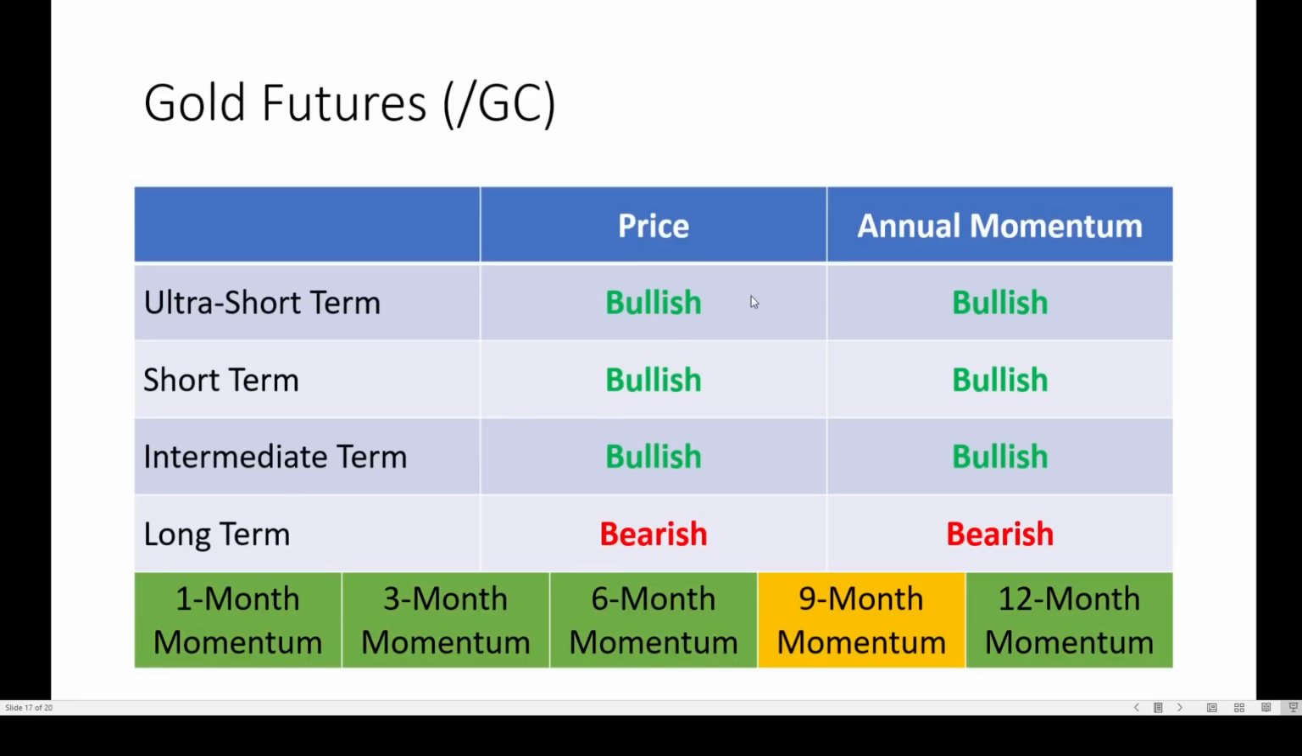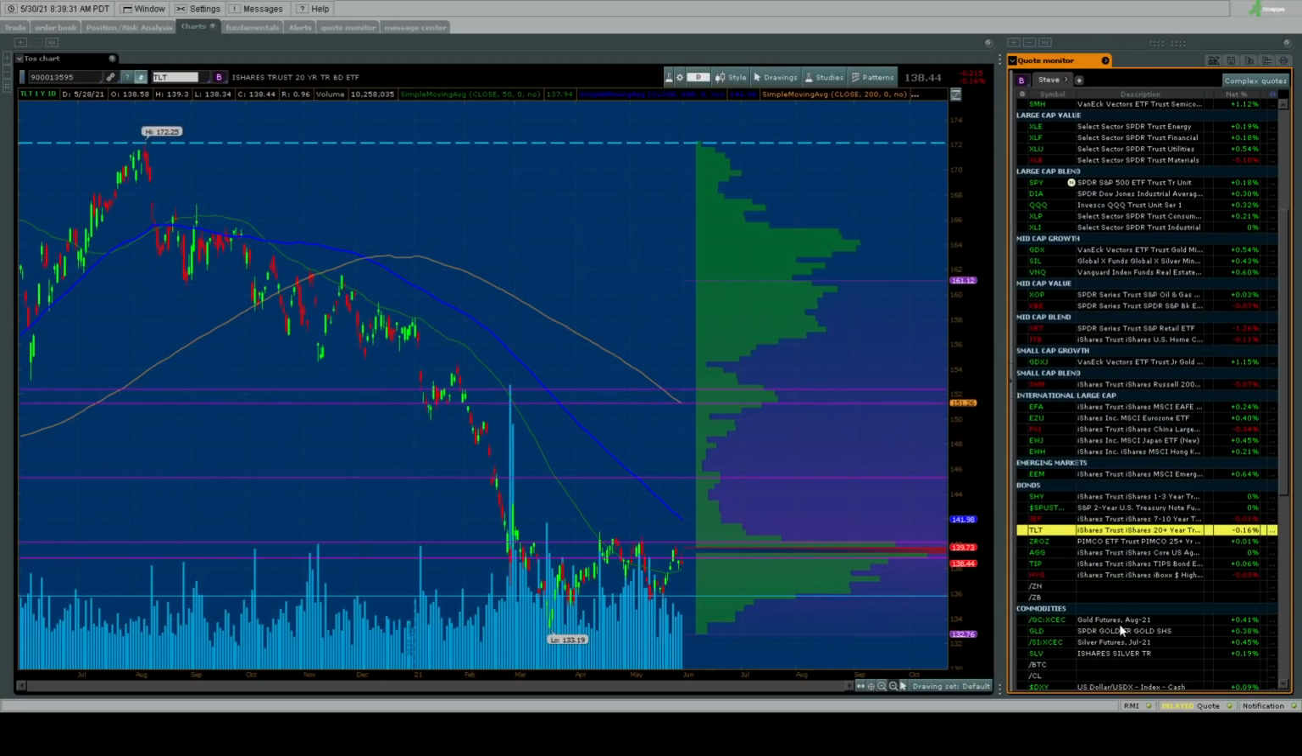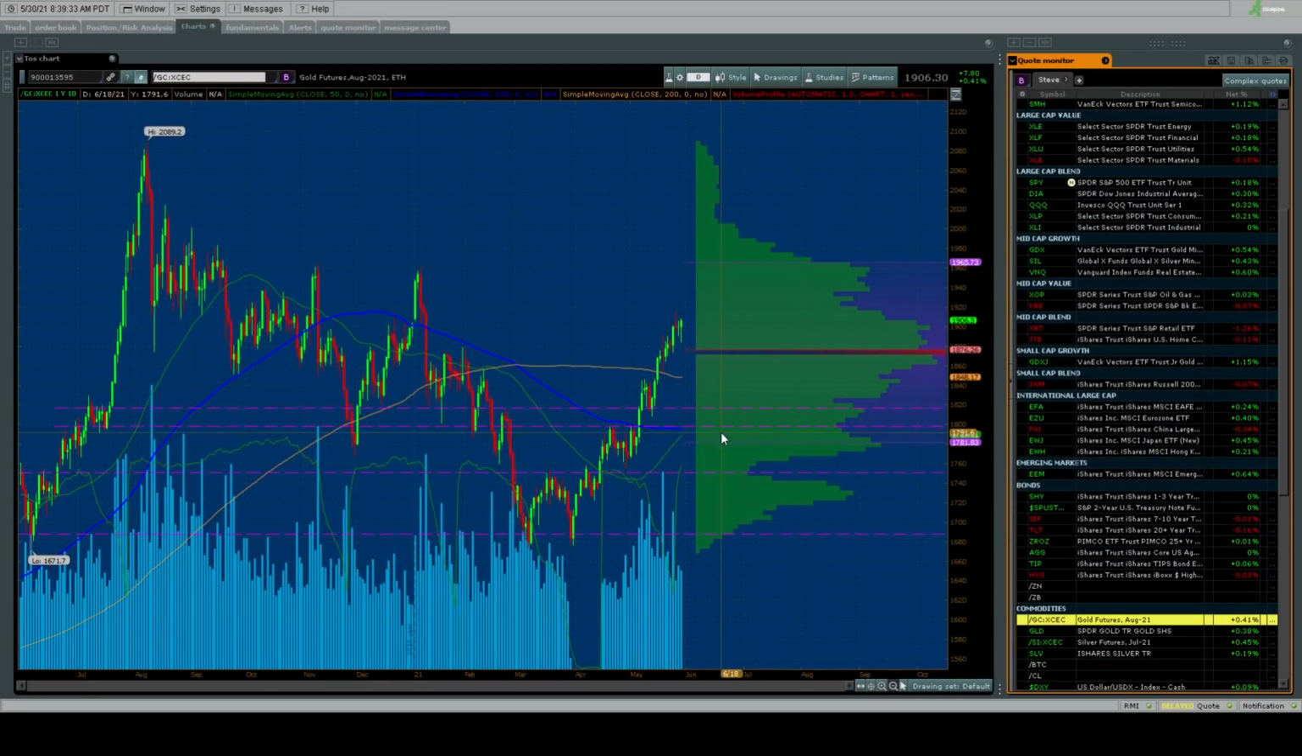How about gold futures? You have price, annual momentum, nothing changed on gold futures at all. Let's take a look at gold. It seems to be running into some headwinds around 1900 here. It's got some volume. So this is interesting. It either has volume support at 1876 or sellers are sitting above this.